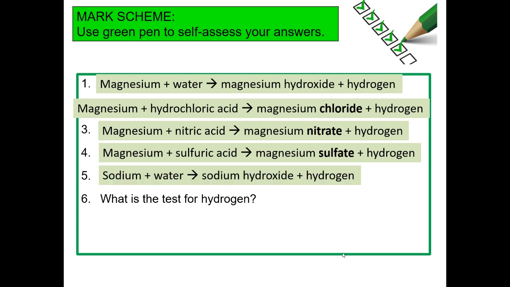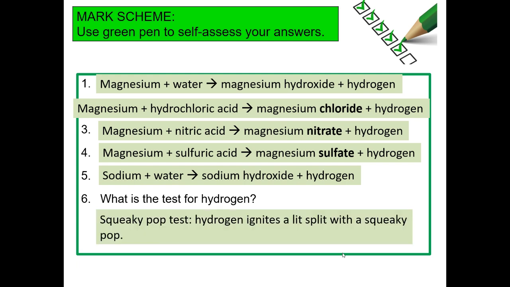And what is the test for hydrogen? It is the squeaky pop test. If you put a lit splint into your test tube containing the gas, a reaction will take place with a squeaky pop.